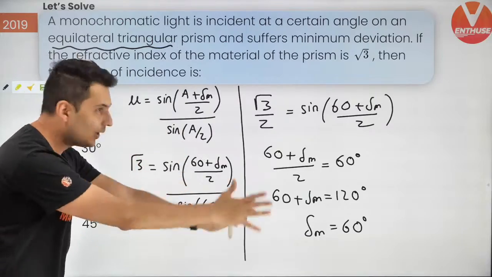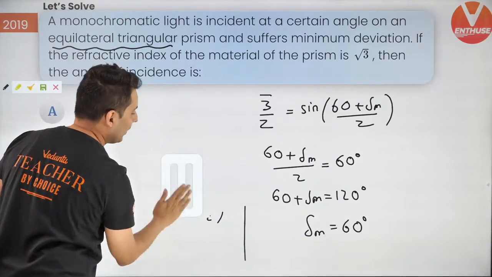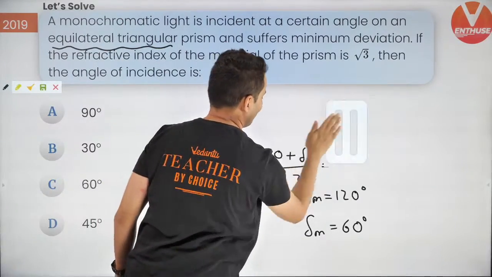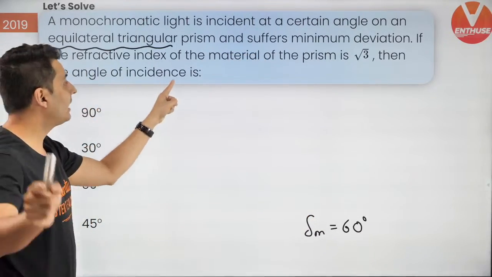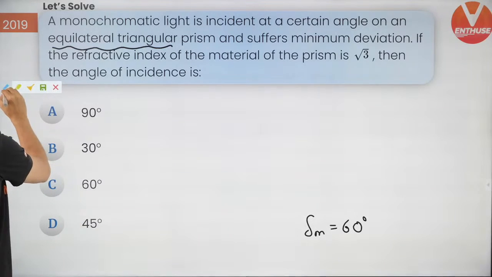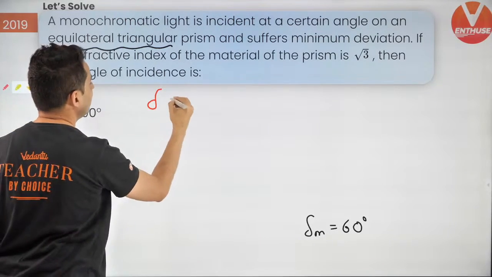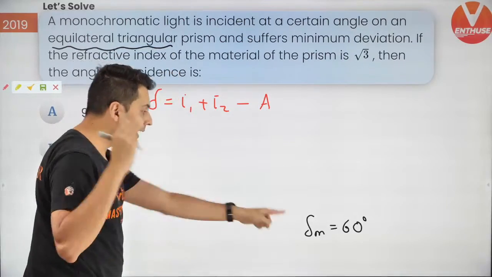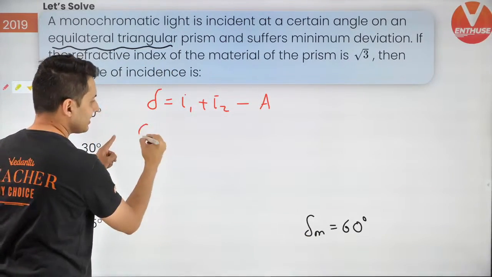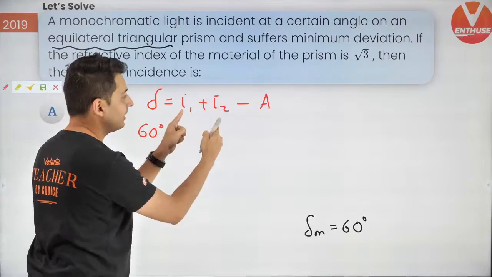Now, since you have got till here, the problem is not yet done. Why is the problem not yet done? Because the question is angle of incidence has been asked. Now for that, use this formula. Delta is I1 plus I2 minus A. When the deviation is minimum, which is 60 degrees, then I1, I2 are equal.